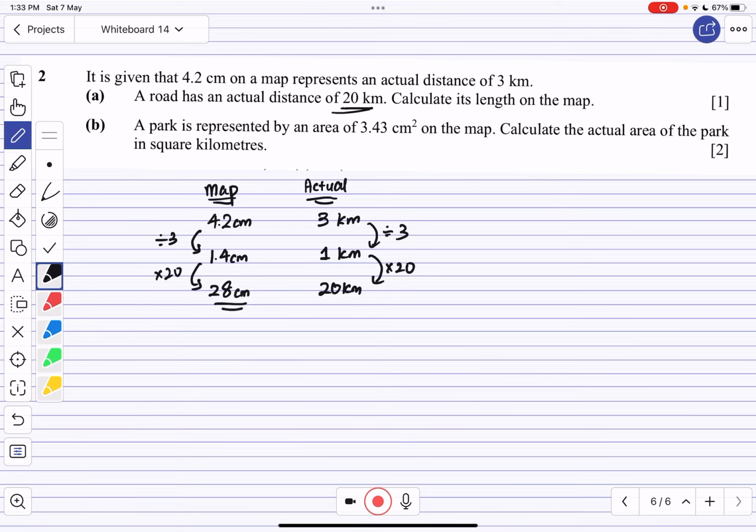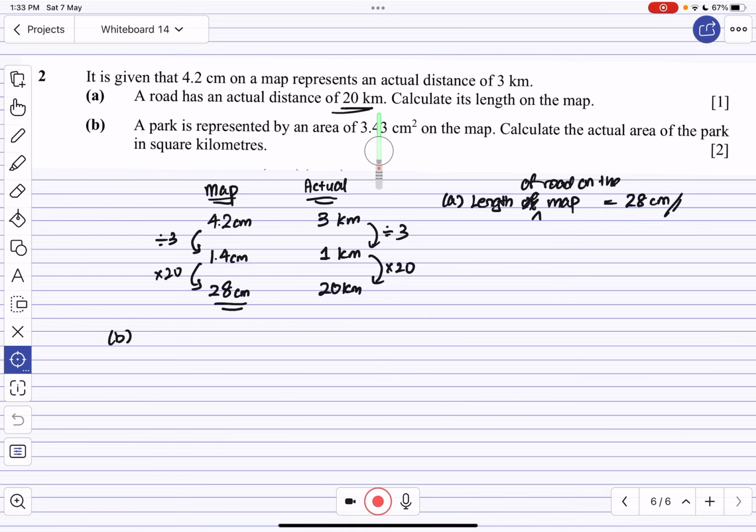Okay, so for part A, the answer, the length on the map is none other than the length of the road on the map would be equal to 28 cm. Okay, so let's look at part B. The park is represented by an area of 3.43 cm square. So from here, calculate the actual area of the park in square kilometers.